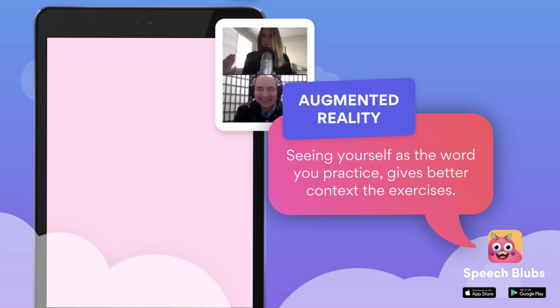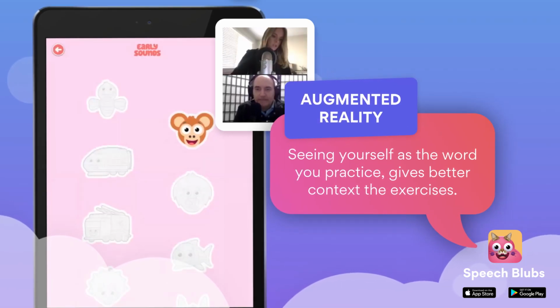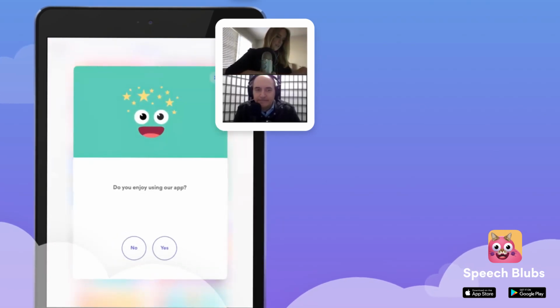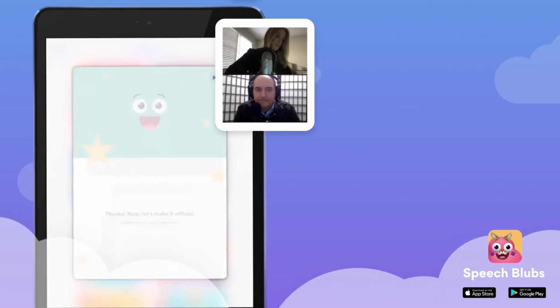So of course it uses augmented reality, which is one of Chris's and my favorites. Let's see. So the other one that I really like is, yes, I am enjoying this app. How did you know?